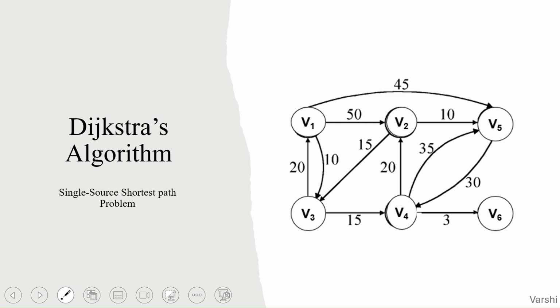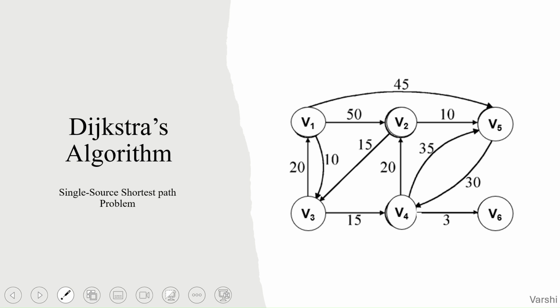My name is Varshita. Today in this video we discuss Dijkstra's algorithm, which is used to solve the single source shortest path problem. If you have any weighted graph like this and you want to find the shortest distance from a vertex to any other vertex in the graph, you are going to need this method, which is Dijkstra's algorithm.